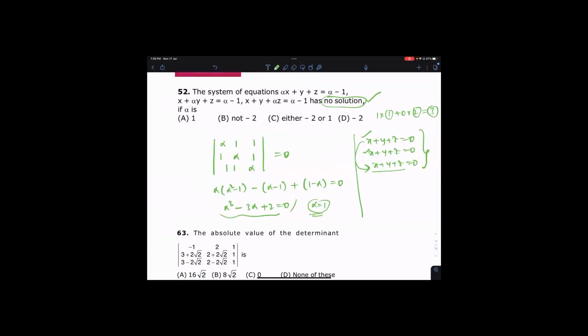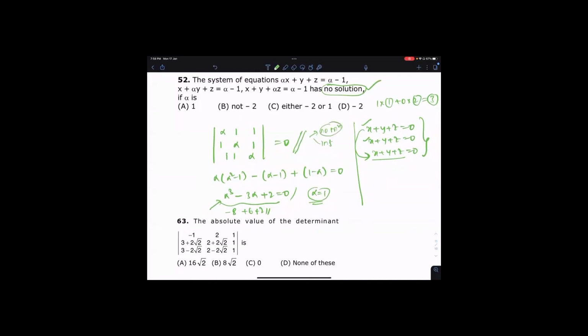Next, -2 they are asking. Let us see, -2, is it satisfying? -8 plus 6 plus 2. Yeah, it is satisfying. So when alpha is -2, this determinant value is 0. Again, we get two possibilities, either no solution or infinite solutions. Let us see which one. They're asking no solution. Put alpha as -2. What do we get? -2x plus y plus z is equals to -3, correct?